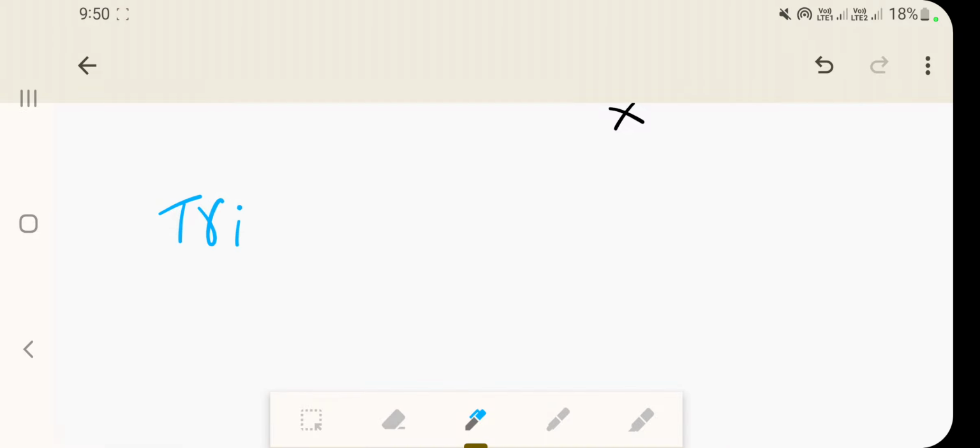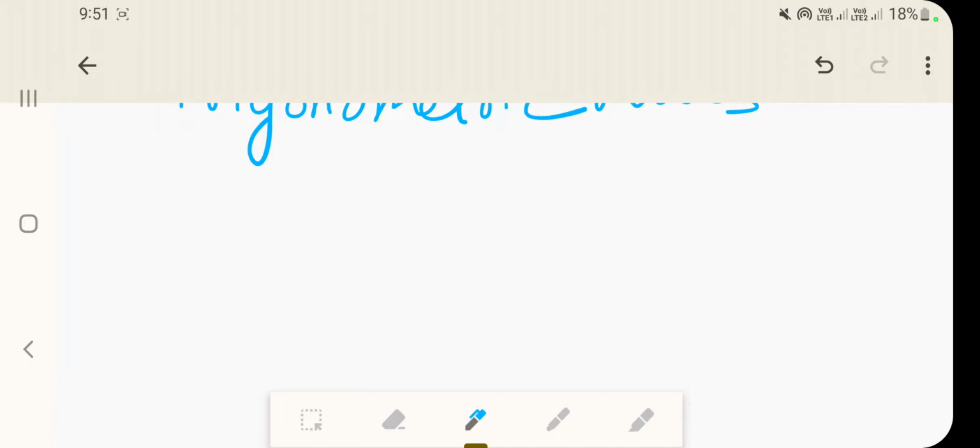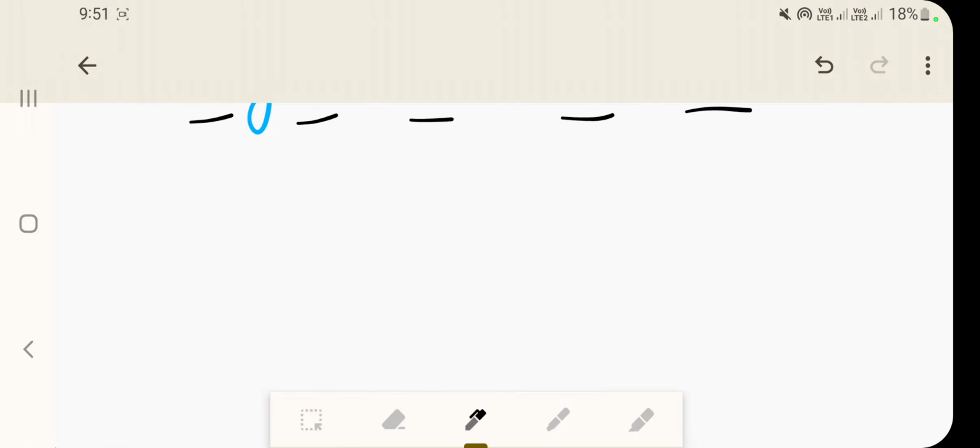This is very important, that is trigonometric ratios. I am explaining very slowly because it's a starting chapter, and you have to understand that starting topics are very important basics, so I'm explaining a little bit slowly.